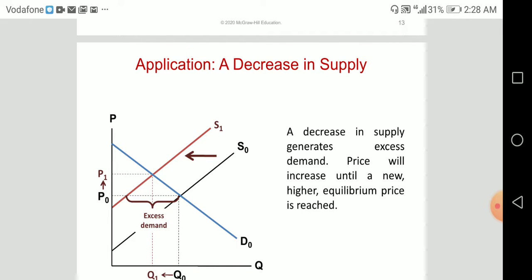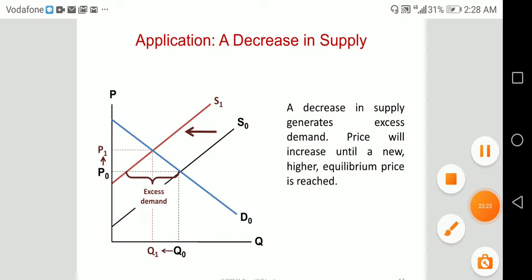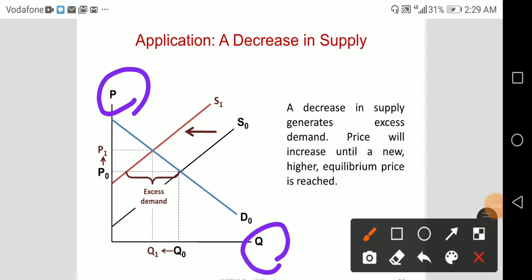A decrease in the supply, what happens here? Let's have this one. I'm having here the price and the quantity, as we see. This is the price and this is the quantity. This is supply and demand. This is the supply curve and the demand curve. The supply curve, the black one. This is what happened, because I have a decrease. Let's see this one.